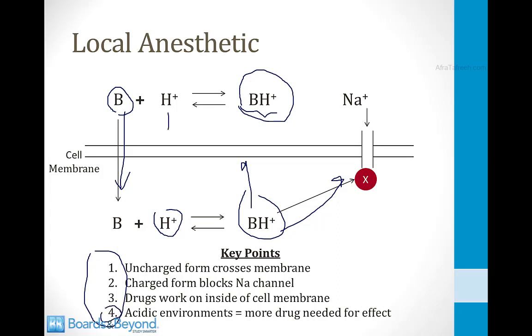So acidic environments have very high proton levels. For example, infected tissue is very acidic and has lots of protons. It will drive the local base this direction to be protonated, and this form cannot get across. So when you use a local anesthetic in some infected skin, you need to use a higher dose of the drug because of this phenomenon.